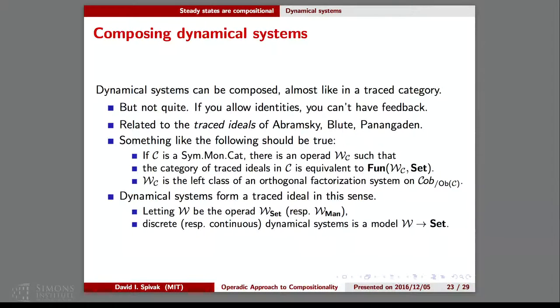That if you have any symmetric monoidal category C, there's an operad, I'll call it W sub C, with the following properties. The traced ideals in C, or the way that traced ideals compose, are the functors from W to set. And not only that, but W_C is the left class of a factorization system on Cobb. So it's basically these Cobb diagrams, but not all of them. So dynamical systems form a traced ideal in this sense, letting W be the operad of W subsets or W submanifolds. A discrete dynamical system or a continuous dynamical system is a functor, or algebra, or model, W to set.